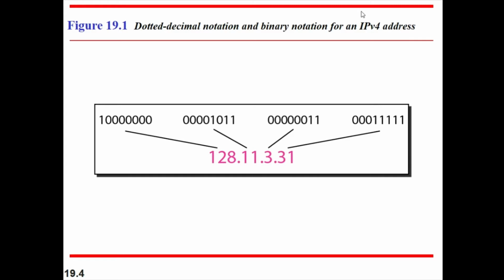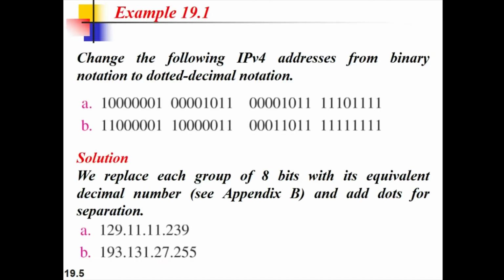32 bits refers to the number of bits in binary. When you calculate, it becomes 8, 8, 8, 8. So 8 times 4 equals 32, so the number of bits is equal to 32 bits. You should know how to convert from binary notation to decimal notation.